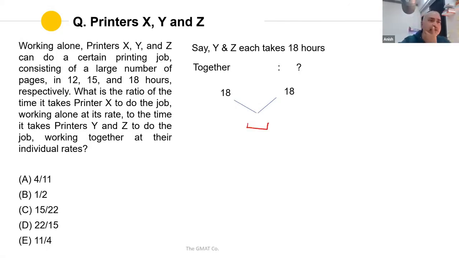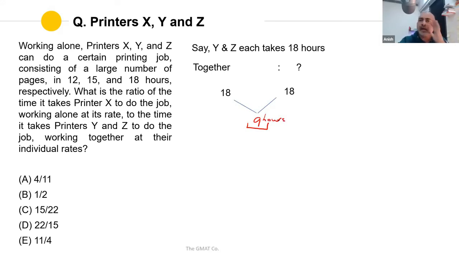Each machine takes 18 hours. How much time would they take to finish off the job working together? They would take 9 hours. Half the time. Why half the time? Because in half the time, the first machine would have done half the job, and parallelly, in the same time, the other machine would have done the other half. So combined, they would have finished the work. If the two machines would have taken 18 hours each, working alone to finish the job, together they would have taken 9 hours.